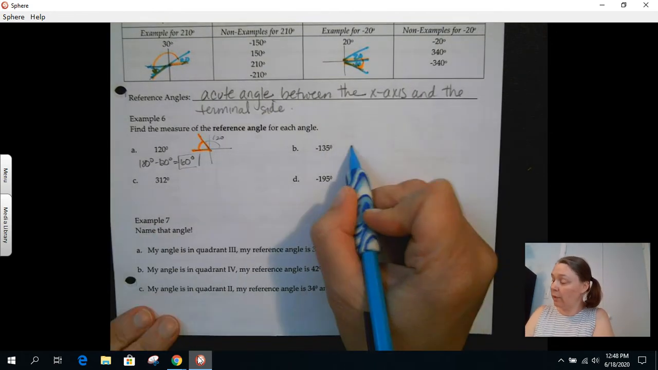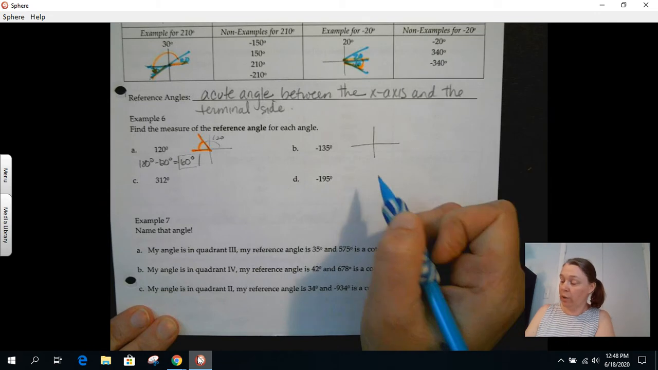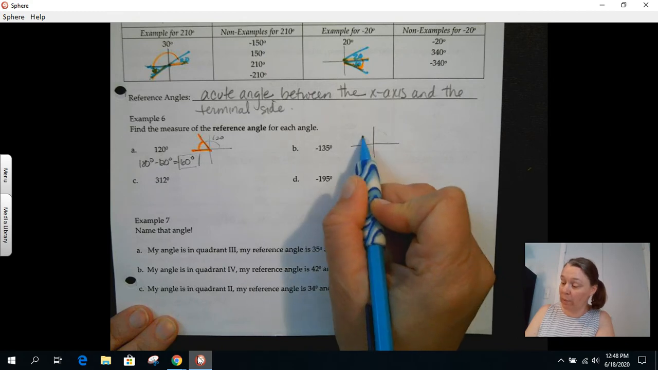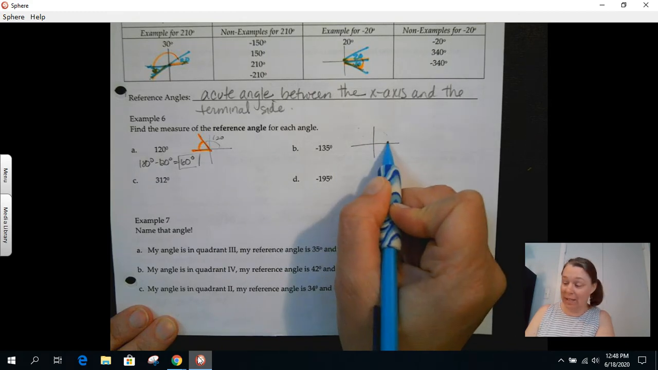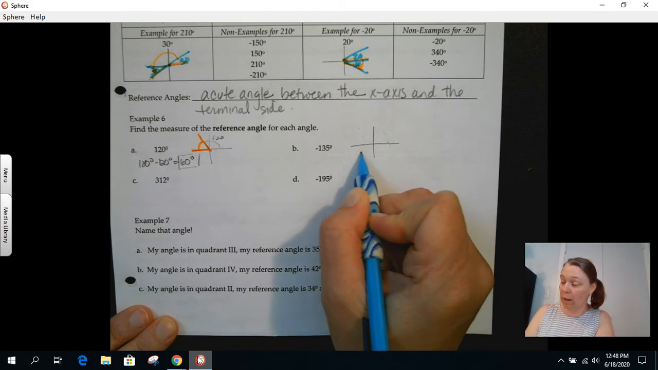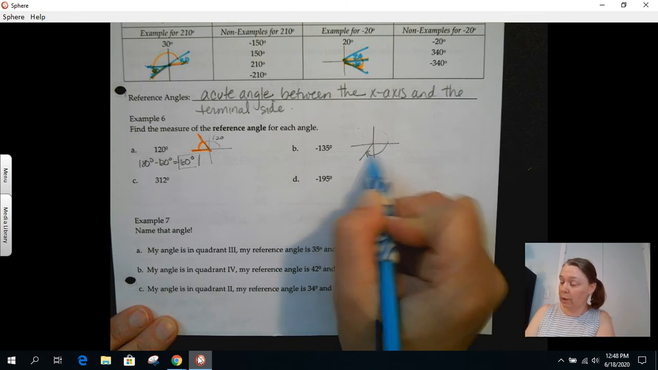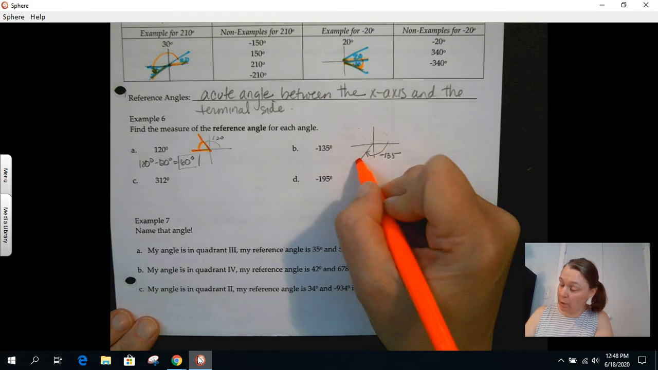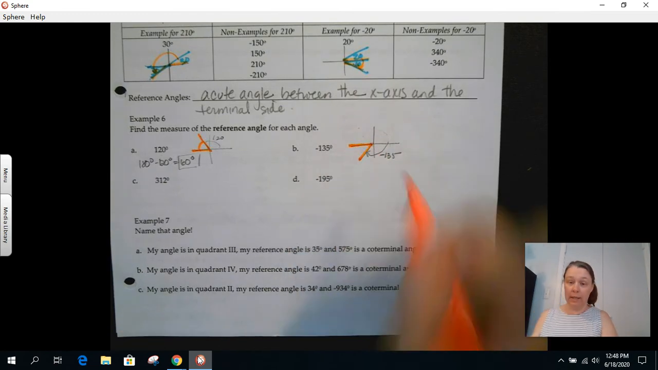Okay, the next one, negative 135. Negative 135 means I'm going to go clockwise 135. Positive 135 would have been like here. Negative 135 is that same rotation, but going clockwise. So there's my negative 135. I want to know the angle between the terminal side and the x-axis.